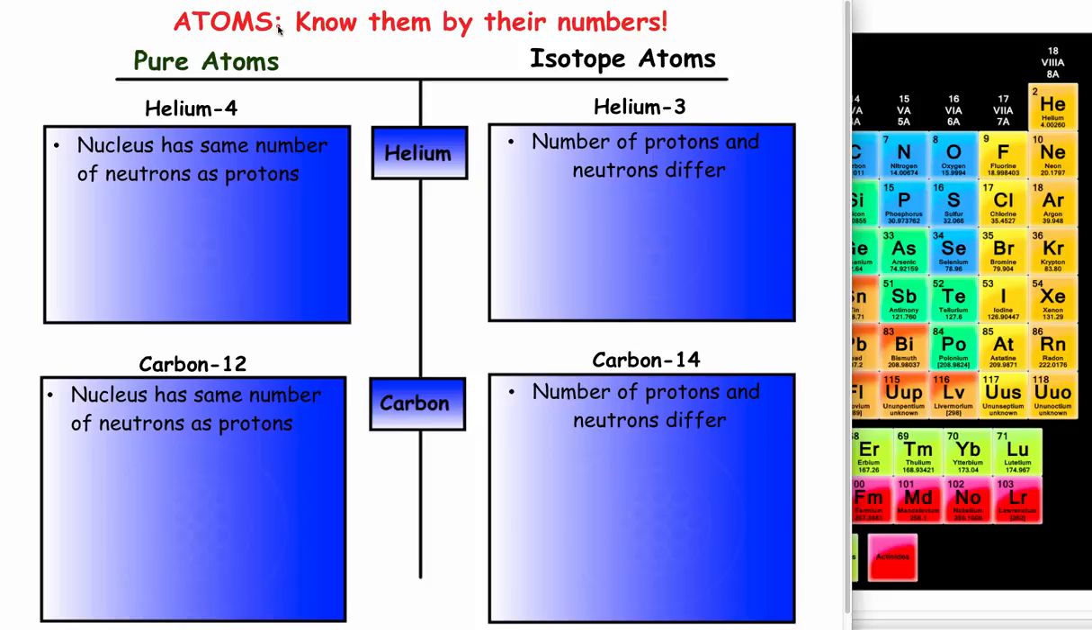Well, pure atoms, we know, are atoms that have the same number of neutrons as there are protons in a given atom. And isotopes are also atoms, but they're atoms that have a different number of neutrons than protons.